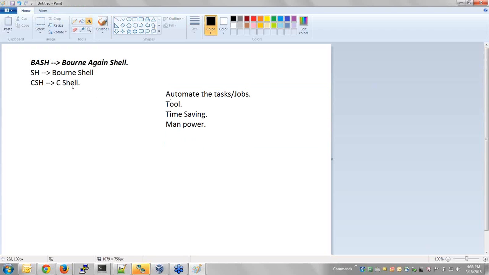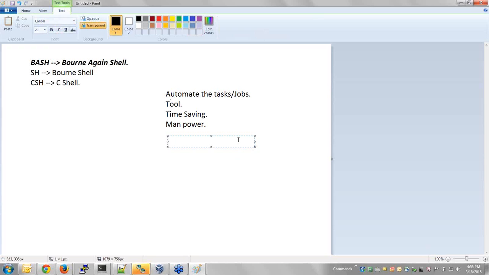We are talking so much about the advantages of shell scripting, but yes, there are some disadvantages as well. So what are those disadvantages? Let's see.